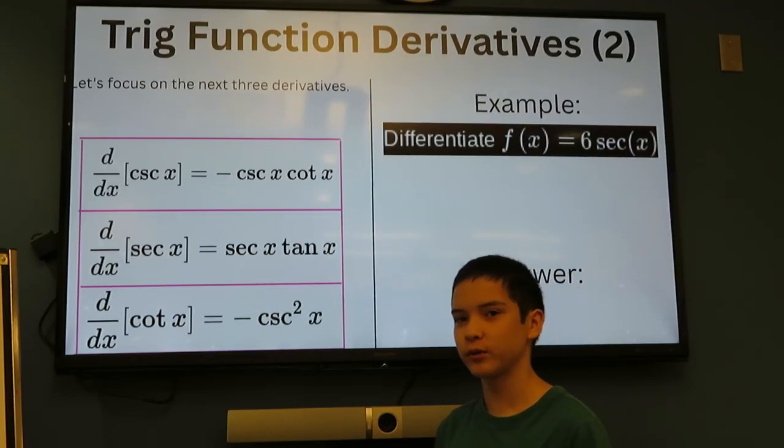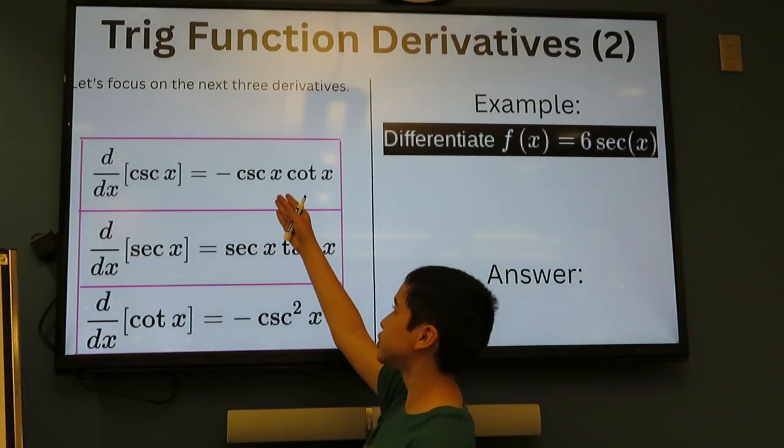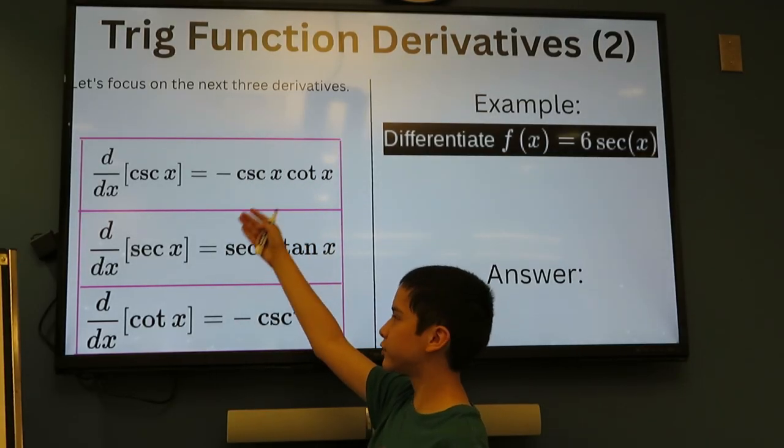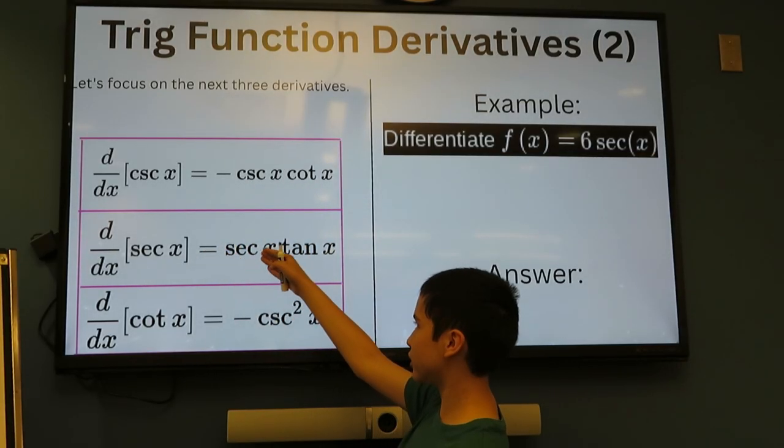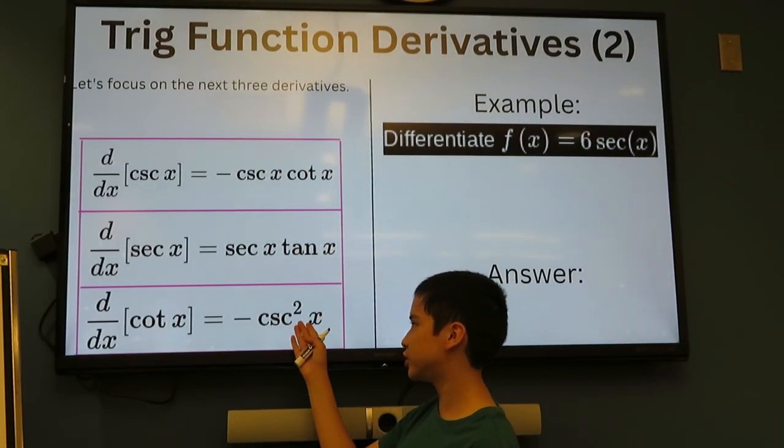For our next three formulas, we have the derivative of cosecant of x equals negative cosecant of x times cotangent of x. The derivative of secant of x equals secant of x times tangent of x. And the derivative of cotangent of x equals negative cosecant squared of x.